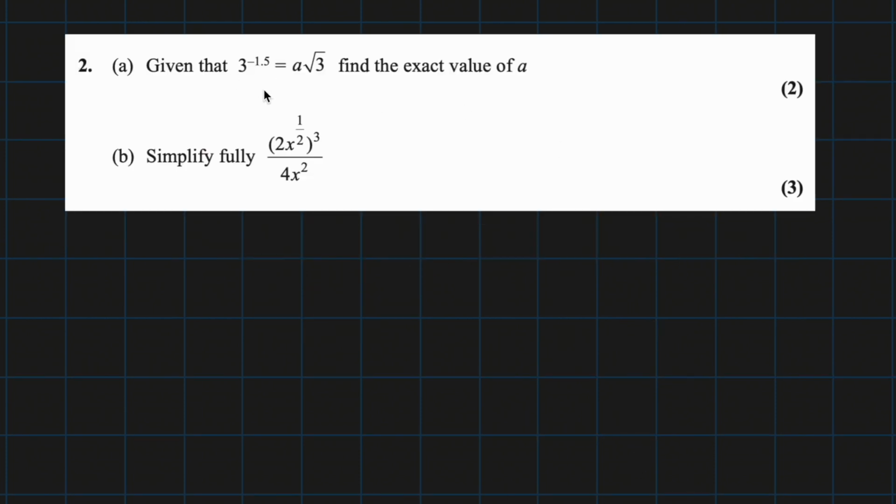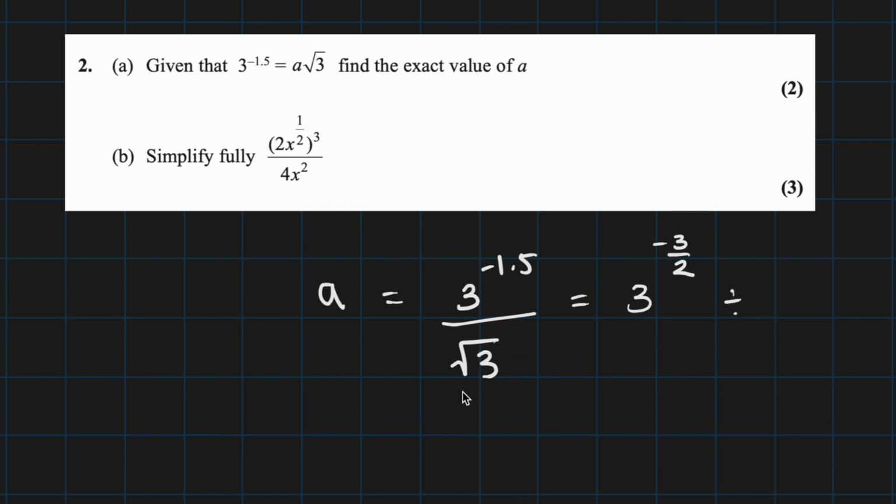Let's look at this question. 3 to the power minus 1.5 equals a root 3. How do we solve this? Maybe first I can make a the subject and then I can try solving it. So this over root 3. Okay, I know minus 1.5 is just minus 3 over 2.